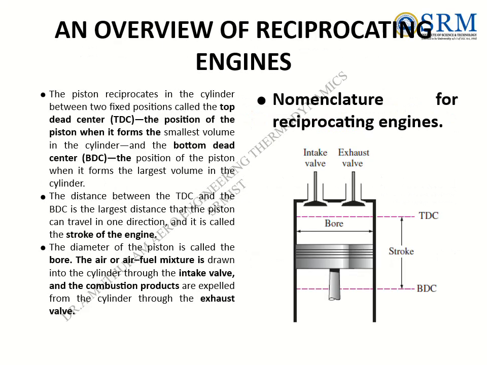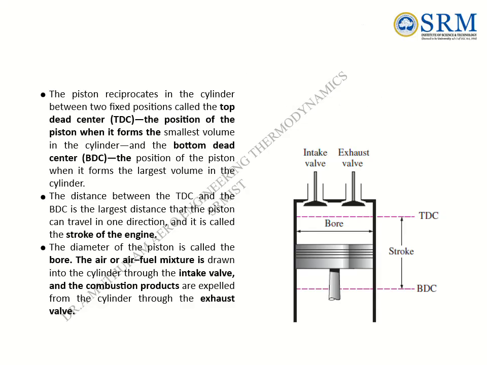Now for the nomenclature of a reciprocating engine. The piston reciprocates in the cylinder between two fixed positions called the top dead center, TDC, the position of the piston when it forms the smallest volume in the cylinder, and the bottom dead center, BDC, the position of the piston when it forms the largest volume in the cylinder. The distance between the TDC and the BDC is the largest distance that the piston can travel in one direction, and it is called the stroke of the engine. The diameter of the piston is called the bore.